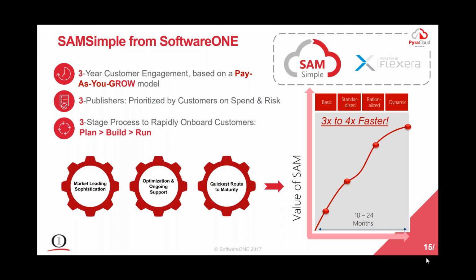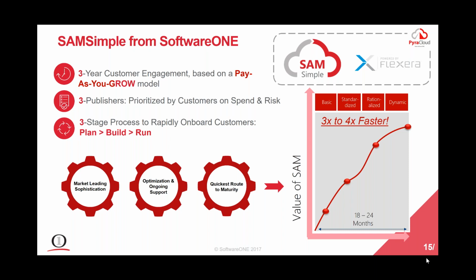Now the reason behind that is based on the fact that many software asset management practices fail because customers try to boil the ocean. They try to onboard every publisher into their SAM practice in the first year. And frankly, that's very, very difficult to do. And also, it's a false economy. For most customers, 80% of your software spend is comprised of the top 20% of your software portfolio. So what we're saying to customers is pick the 3 publishers that represent the most pain, the most spend, and the most risk to you, and we will take care of them for you.